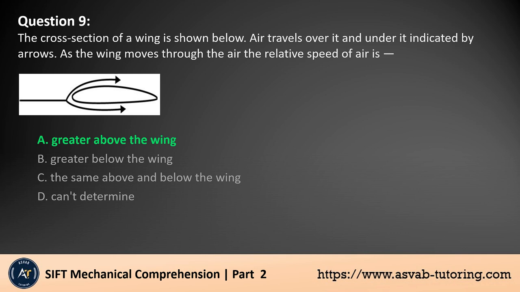The airfoil shape causes air to travel faster over the curved upper surface and slower under the flatter bottom surface. According to Bernoulli's principle, faster moving air results in lower pressure. This pressure difference generates lift. Therefore, the relative speed of air is greater above the wing.